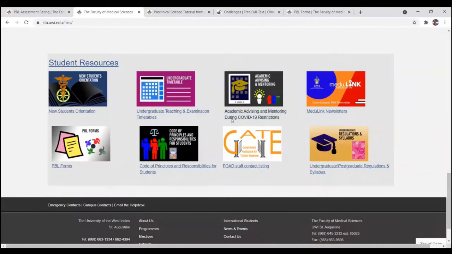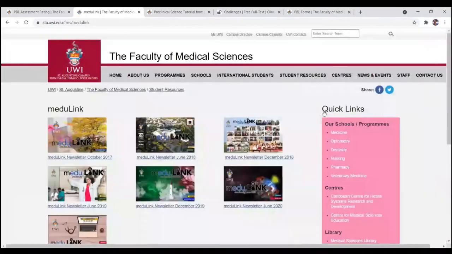Besides that, I would like to take you to another one here. You will see there is one we call MeduLink. MeduLink is a cross-campus newsletter. As you know, MBBS is offered in Barbados, Jamaica, Bahamas, and here.